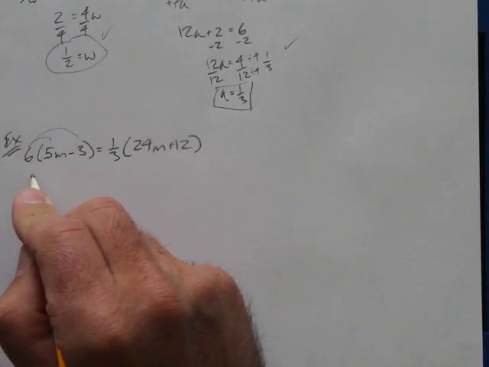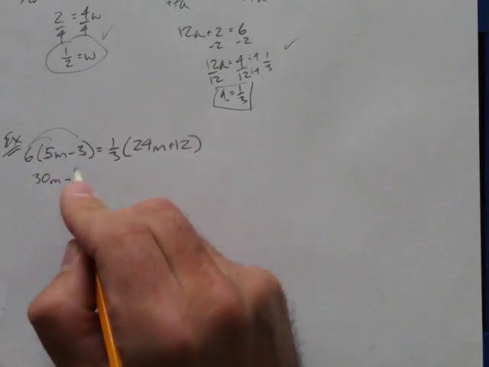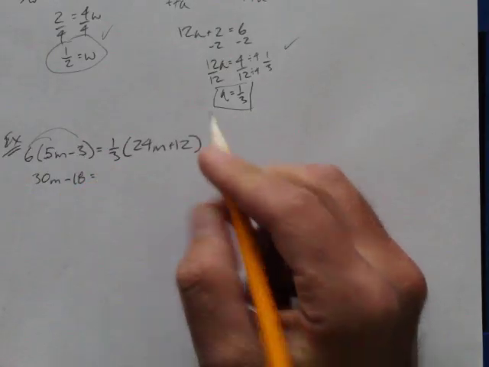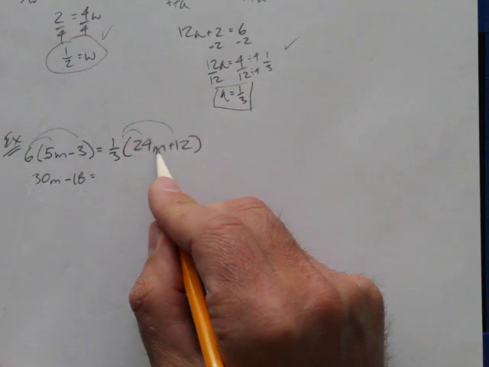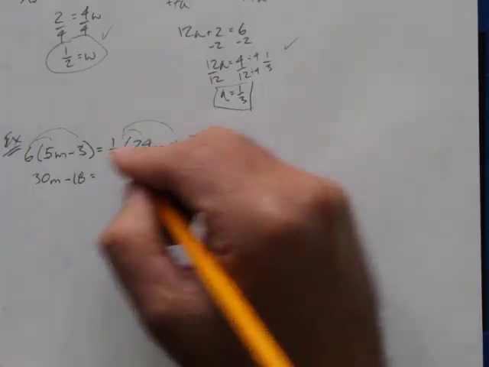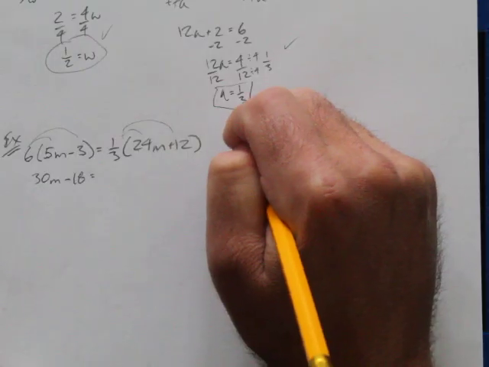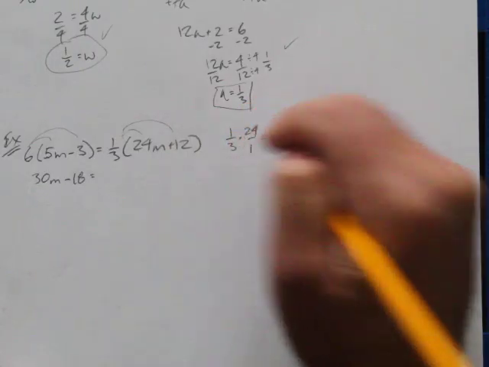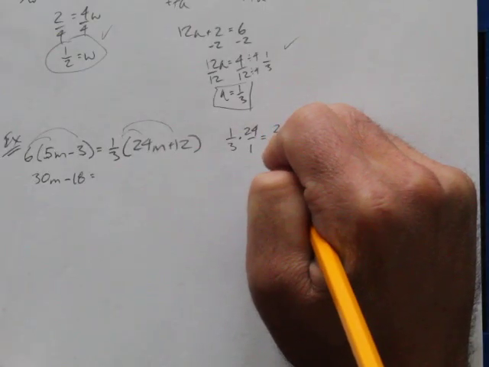So 6 times 5 is 30m minus 6 times 3, which is 18, equals, now I've got to do the same thing here, 1/3 times 24 and 1/3 times 12. So let's look at what these might look like over here. So 1/3 times 24, 24 over 1, we multiply straight across, so that's 24 over 3.